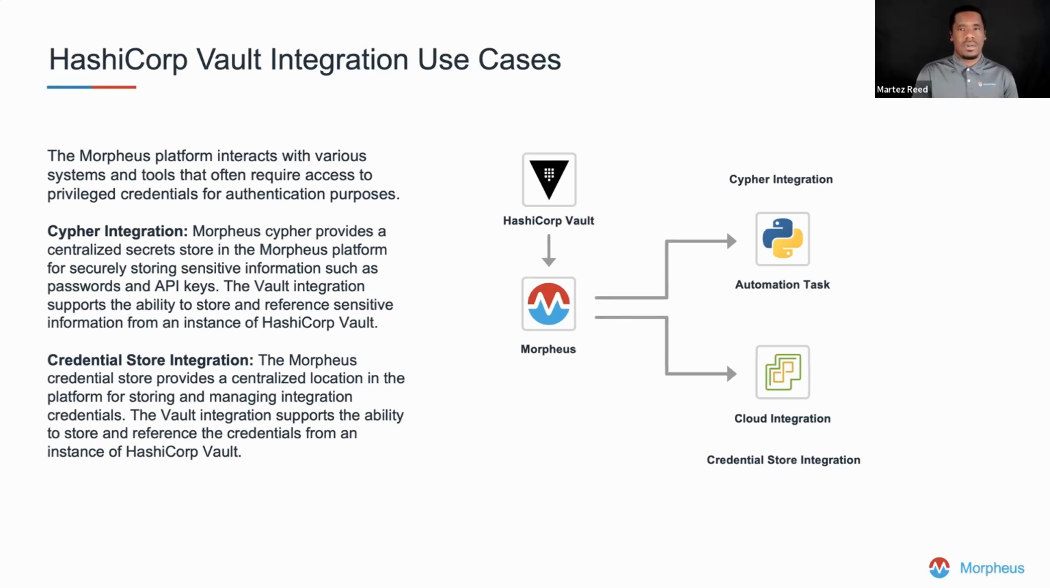The second integration within the Morpheus platform in which HashiCorp Vault can be leveraged is what's known as the credential store integration. A number of versions ago, the Morpheus platform added what we term the credential store.